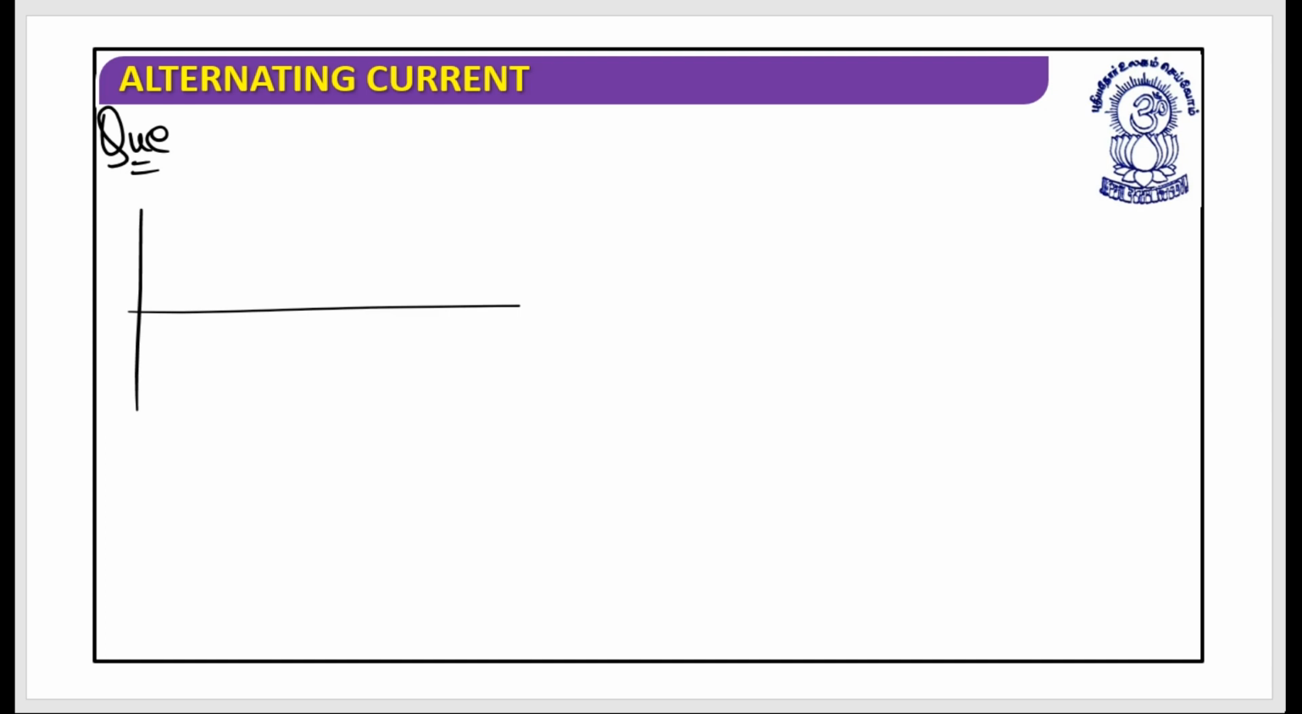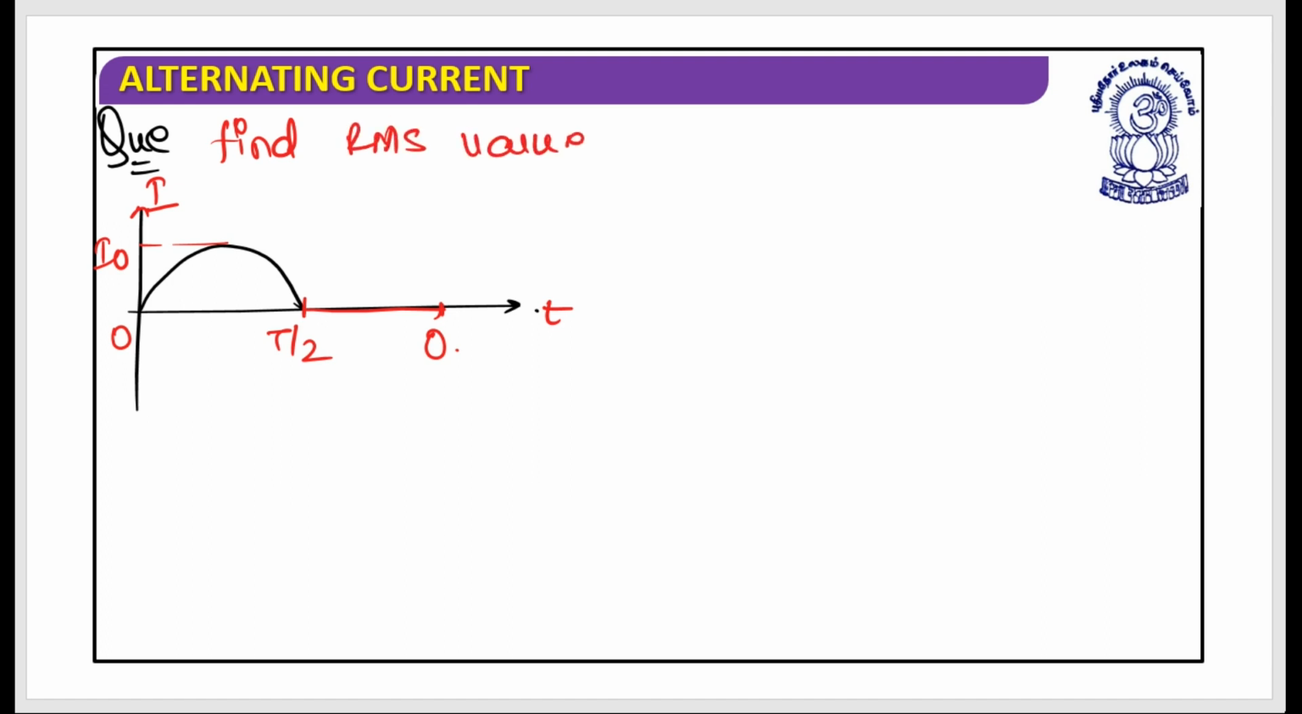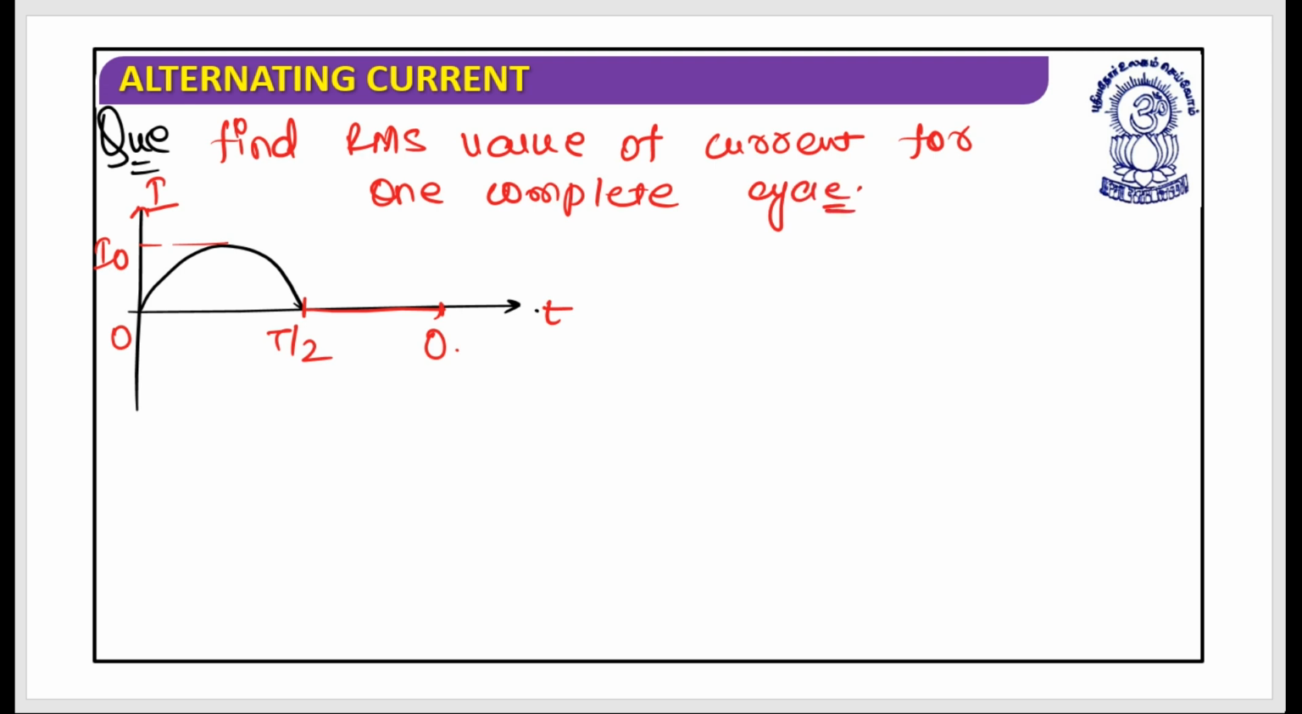So let's have some more questions of RMS. Suppose a situation is something like this: this cycle is given from 0 to T by 2, and from T by 2 it's 0. This is for current, this is versus time, and this is its peak value. So they say find the RMS value of current for one complete cycle. How will I do this?